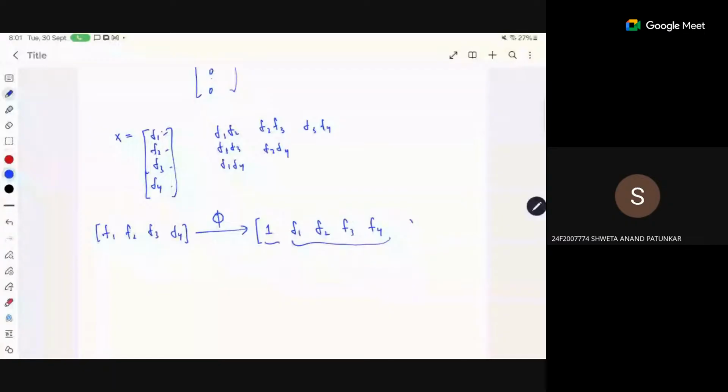So I will write F1, F2. I will write F1, F3. I will write F1, F4. I will write F2, F3. I will write F2, F4, and I will write F3, F4. So this is another 6 components. Okay. So once we have these, now I have taken a pair of 2, 2.